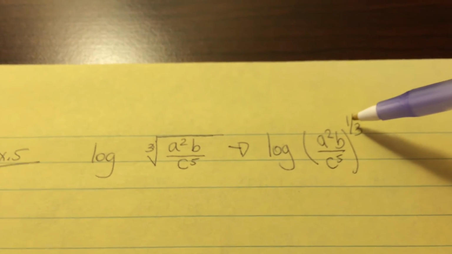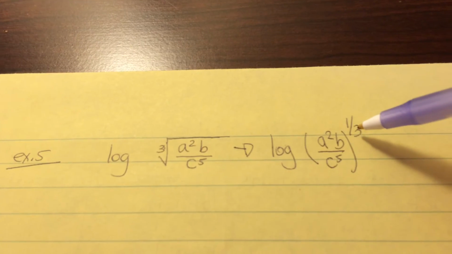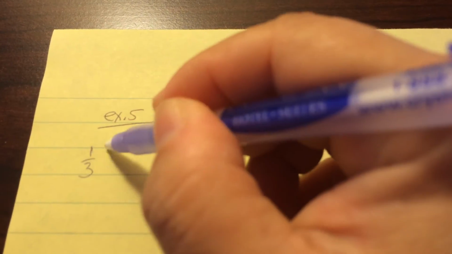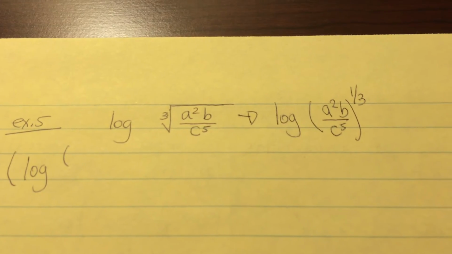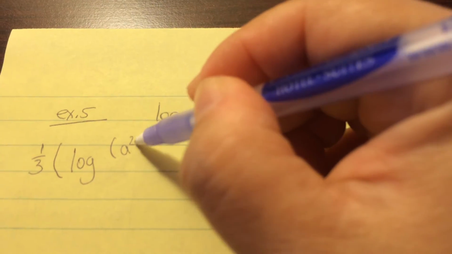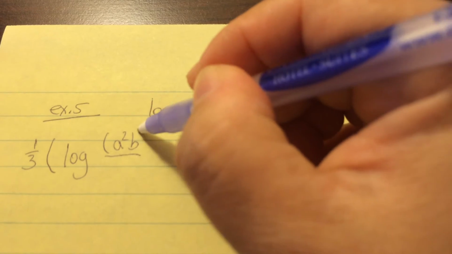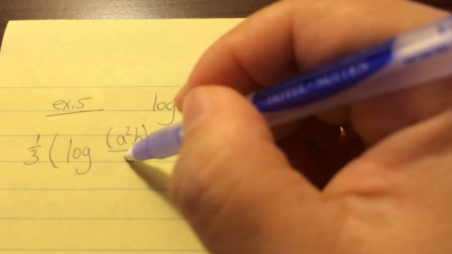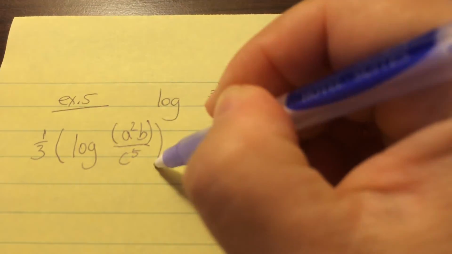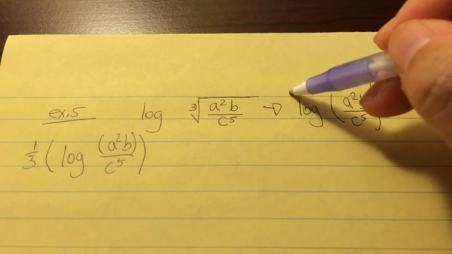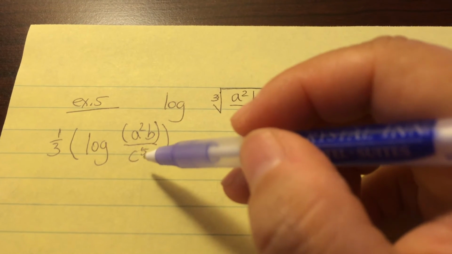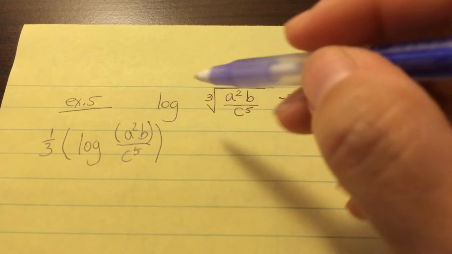Okay? Now, this is the power of it, so we need to change that. So bring the power up to the front. Then we have 1/3, and then we put parentheses, log, and then a squared b divided by c to the fifth. Okay? All right, so that was the first step, just bringing this to the front right there. Now we have to try to make it smaller, or expand it as much as possible.